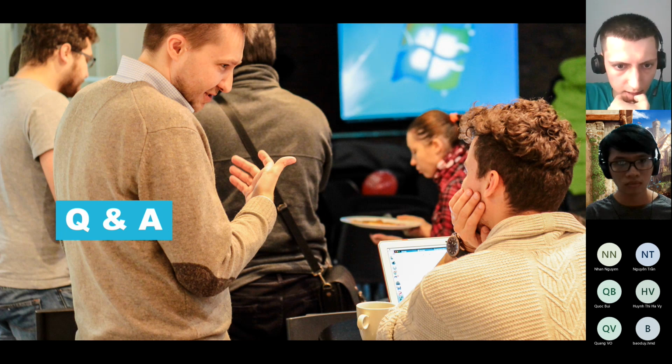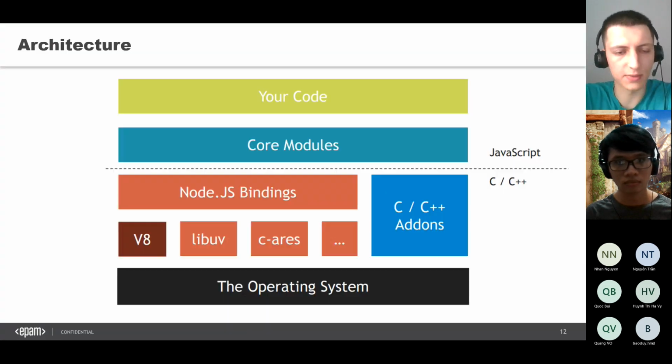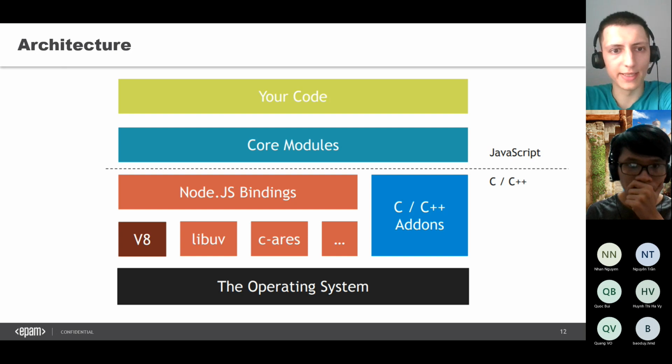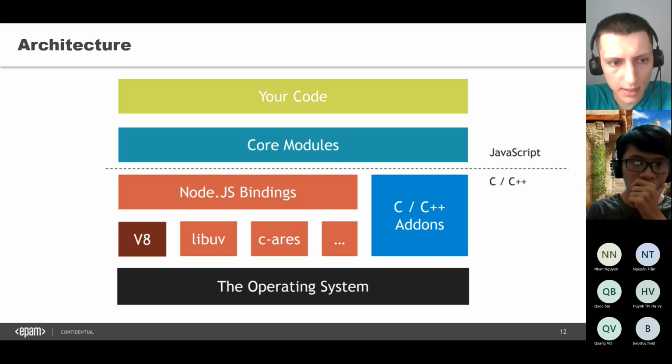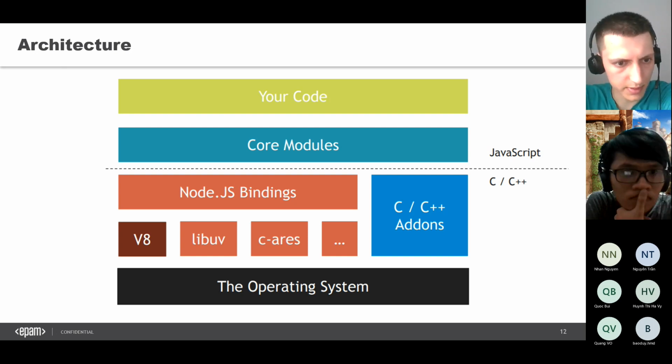let me open the slide with the architecture. Yeah, this one. So this is the Node.js architecture. But if we're talking about the browser, you can remove almost everything except your code, core modules, and V8. I mean, can I draw something here? I can't. Okay, then just try to understand me.